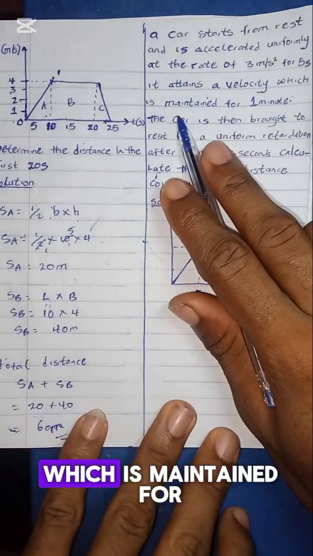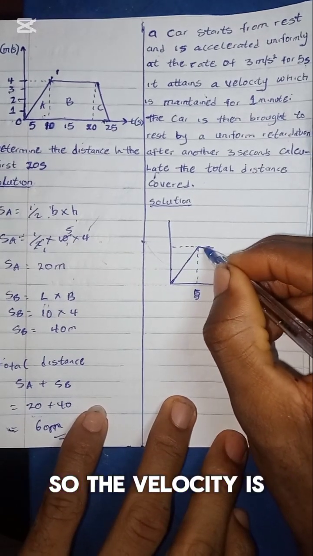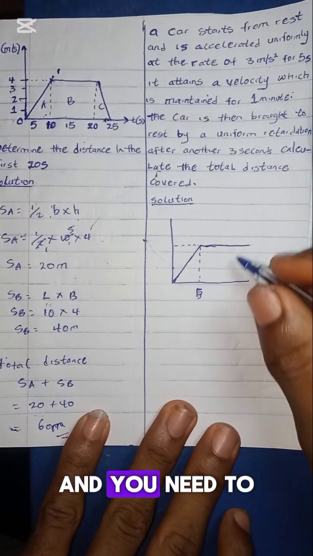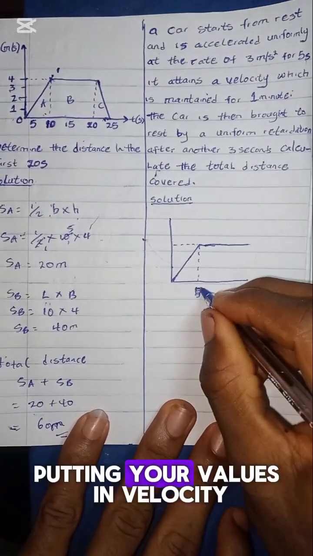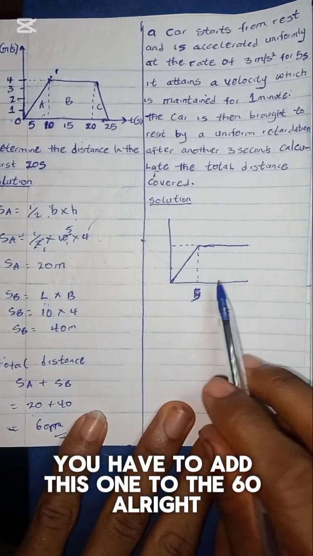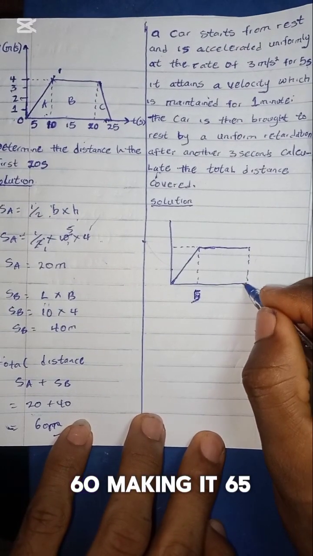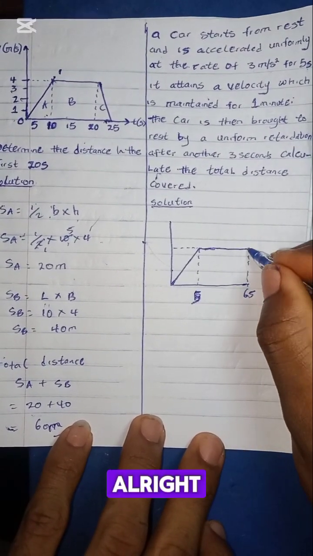It attains the velocity which is maintained for 1 minute. Okay, so the velocity is maintained for 1 minute, and we all know 1 minute is 60 seconds. And you need to know when you are inputting your velocity time graph, you have to add this 5 to the 60, making it 65, all right?